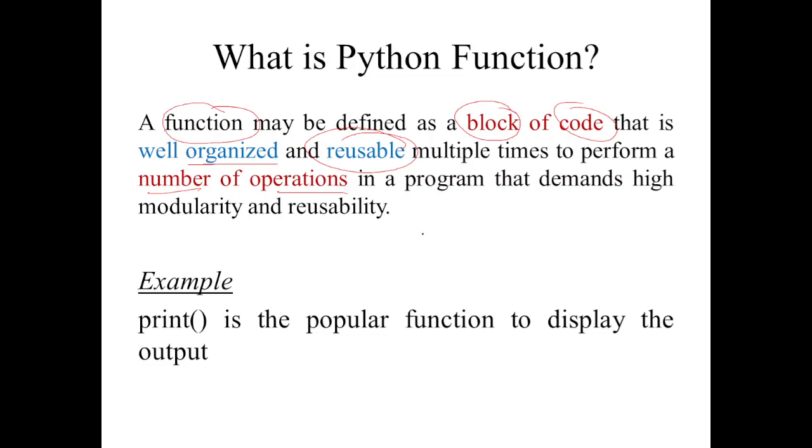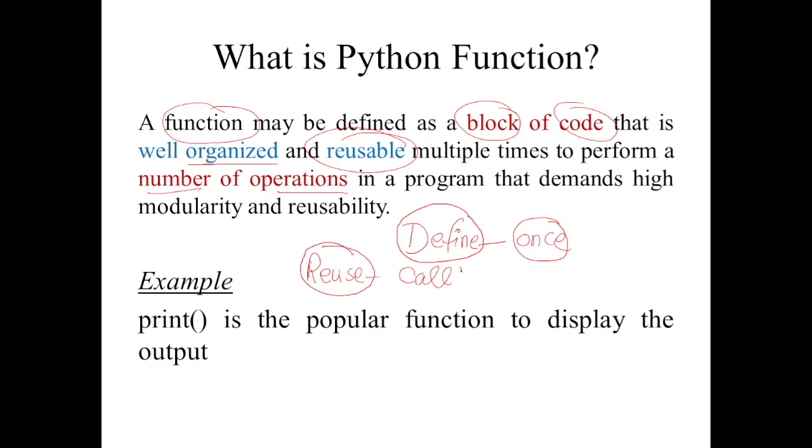So, the main purpose of a function is that we define it once and do not define it again and again. Whenever we call it, we can reuse it again and again. This is the main purpose of a function: we define it only one time, but once we define it, we can use it again and again whenever we call it.